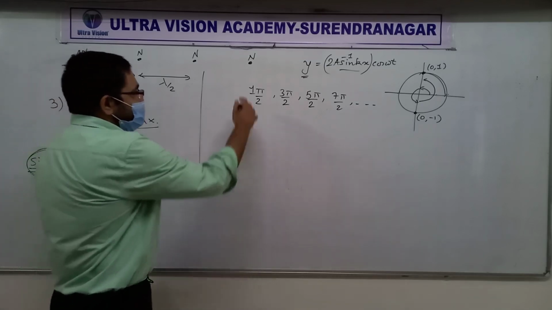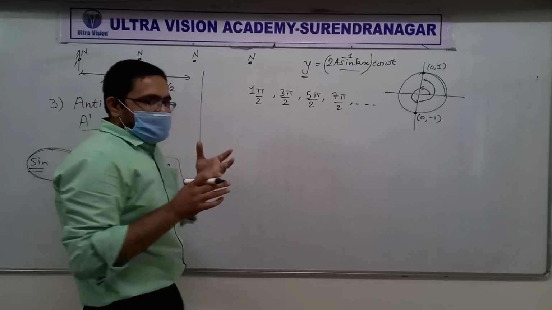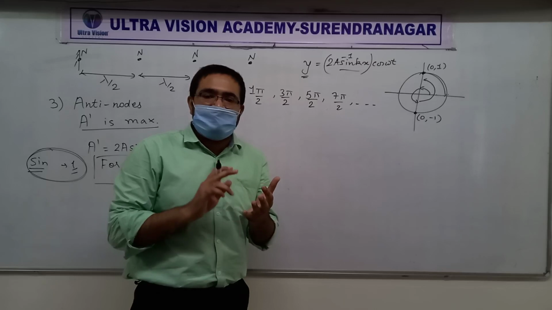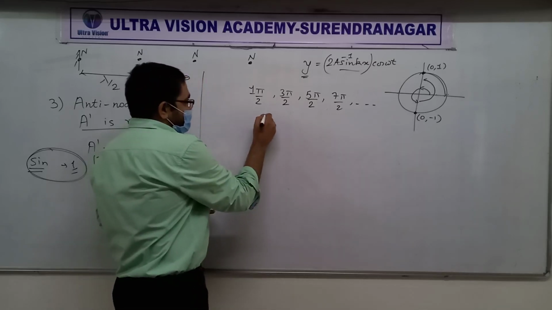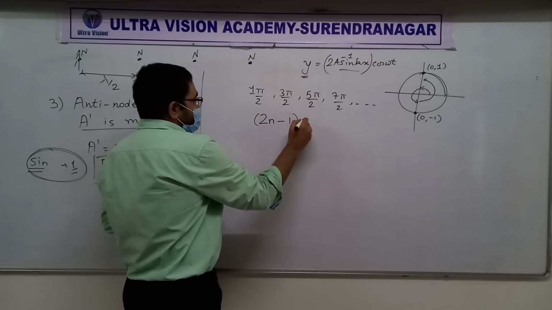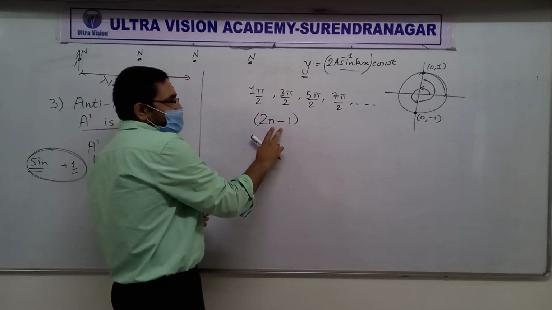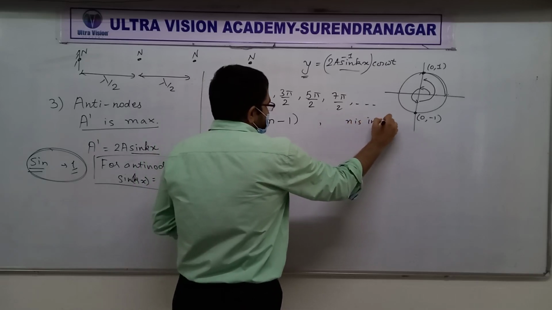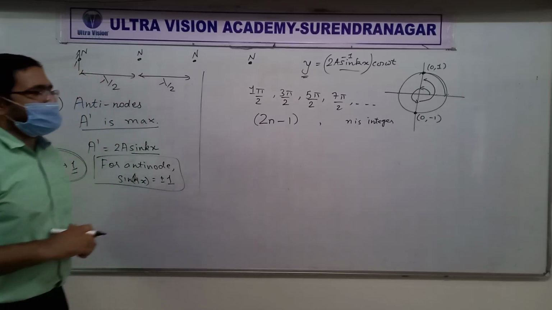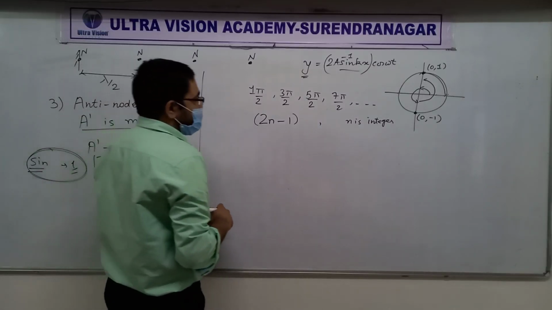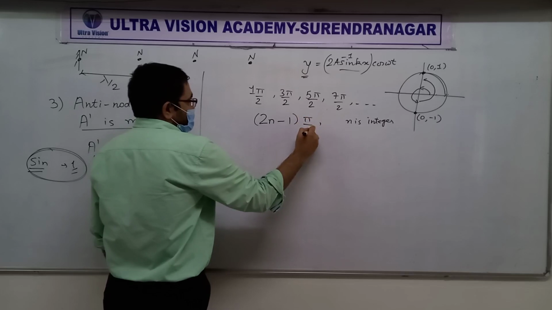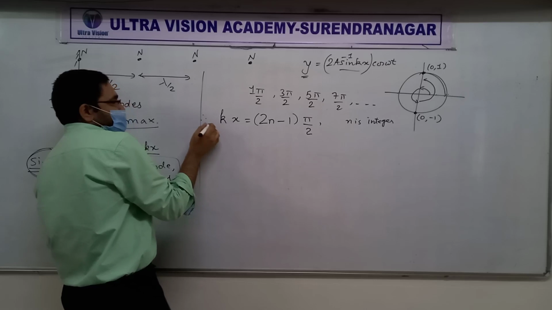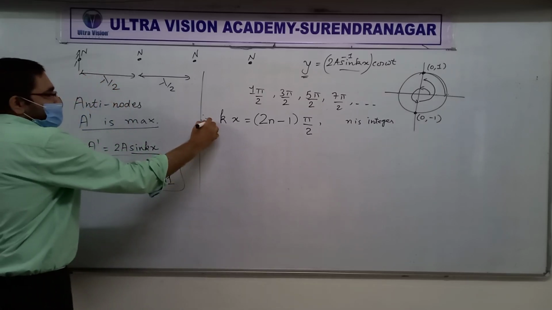Now, this is all generalized like this. I am sure in 10th standard you have studied this. If you want to write odd numbers 1, 3, 5, 7, 9, 11 and so on, then we can write them as 2n minus 1, where n is an integer. Okay or not okay? So (2n minus 1) pi by 2, that should be kx. Raise your hand if you understood this step.